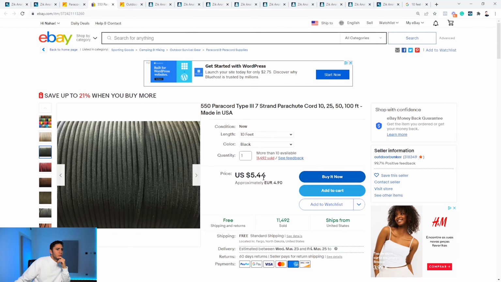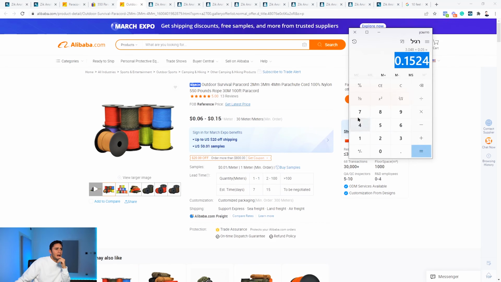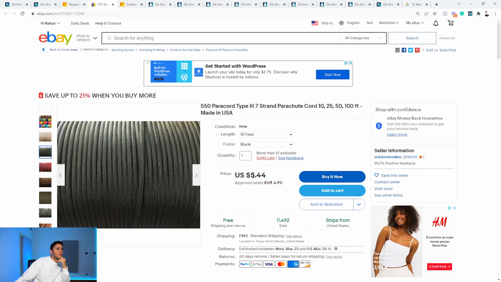3 meters cost $5.44. Let's say we buy it for the highest price, okay? The highest price will be 0.15 times 3, 45 cents. So you buy for around 50 cents, okay? And you sell it for $5.44. This is amazing revenue, okay?